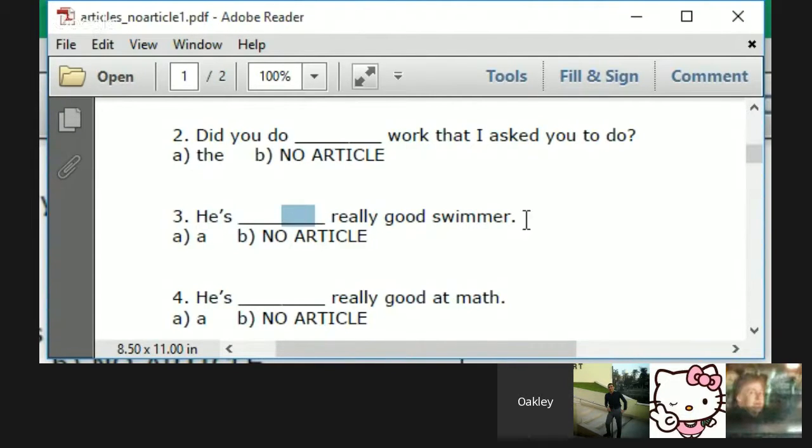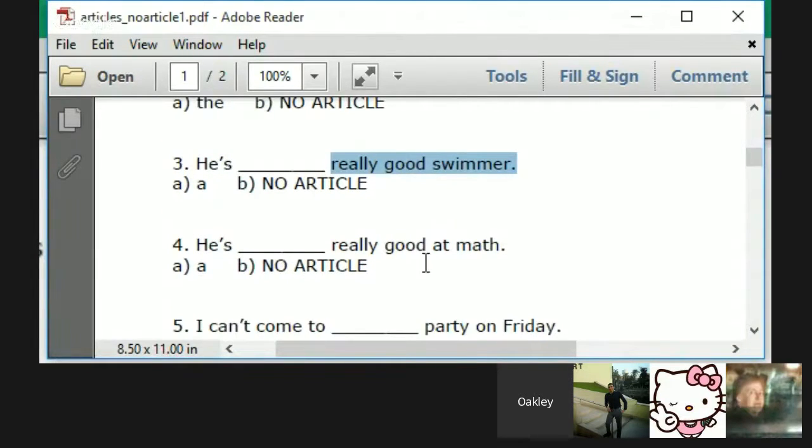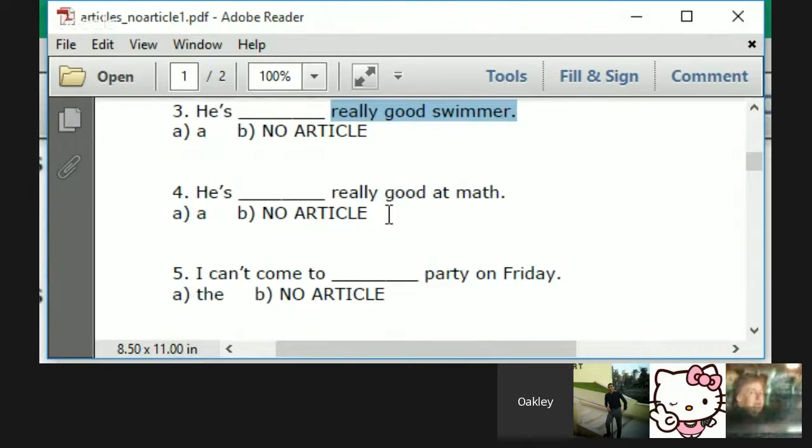One of many possible good swimmers in the world. Okay. Correct. Very good. Heidi, number 4. No article. He's really good at math.